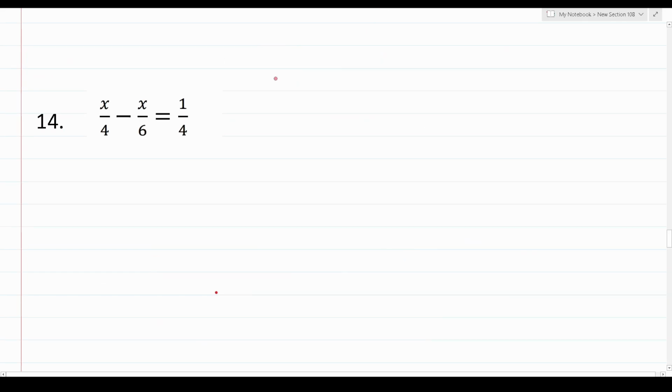All right, so as we can see, number 14 says x/4 minus x/6 equals 1/4. And as you can see, this problem is going to require us to work with fractions, which I know are your favorite thing to work with. So I'm looking forward to this one too.